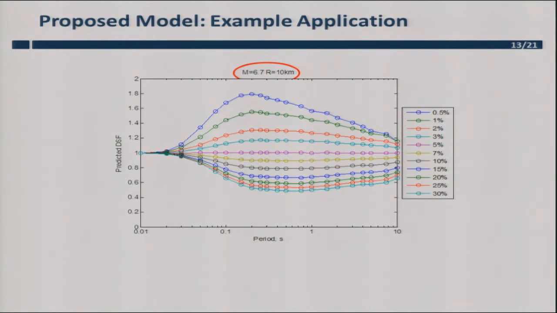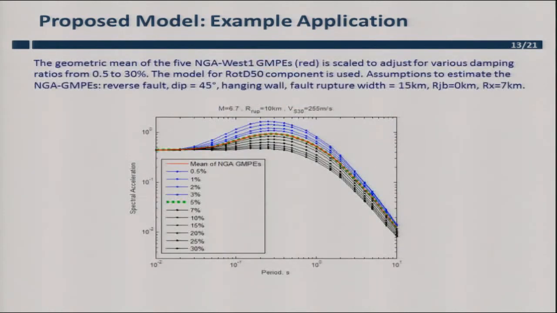Then I applied this model to a GMPE. The GMPE that I selected is the geometric mean of the original NGA relations. And you can see that it has been scaled from 0.5% damping ratio all the way to 30% damping ratio. And depending on the period, this scaling can be quite significant.